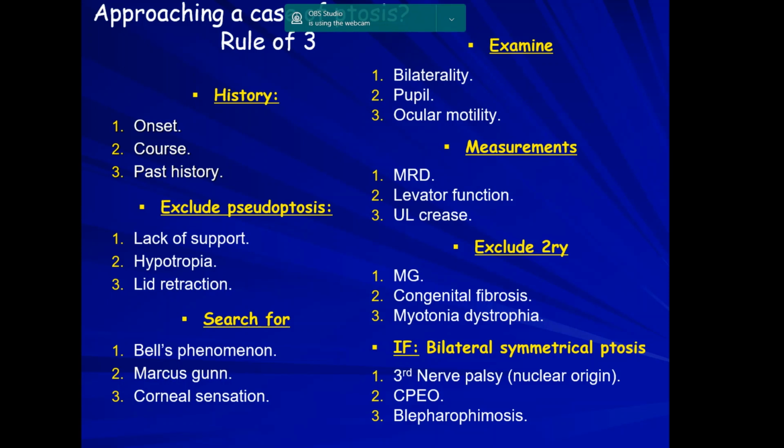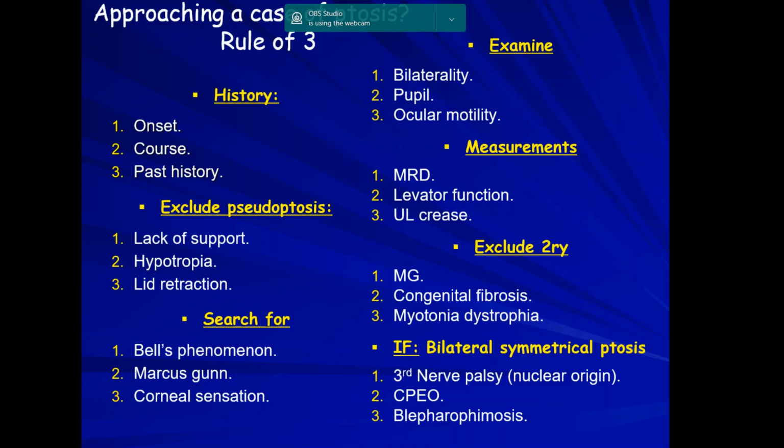approaching a case of ptosis as a rule of three, starting with history. Ask about three things: onset, course, and past history. Then exclude pseudoptosis, three items: lack of support, hypotropia, lid retraction. Then search for three: Bell's phenomenon, Marcus Gunn, and corneal sensation. Then examine bilaterality, pupil, and ocular motility. Then measure MRD, levator function, upper lid crease. Then exclude secondary ptosis, two: myasthenia gravis, congenital fibrosis, or myotonic dystrophy.